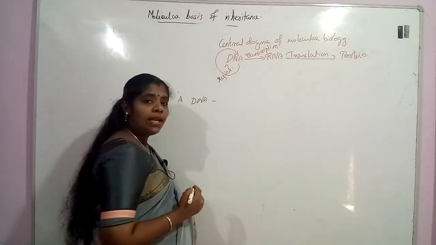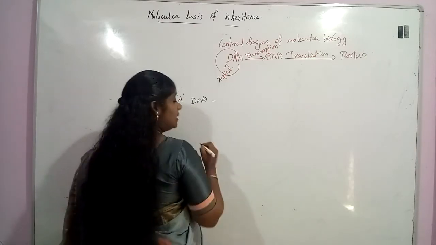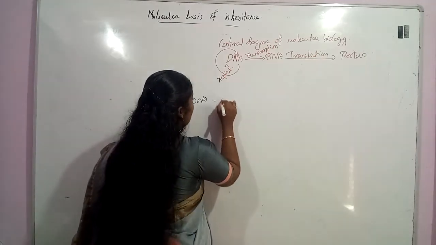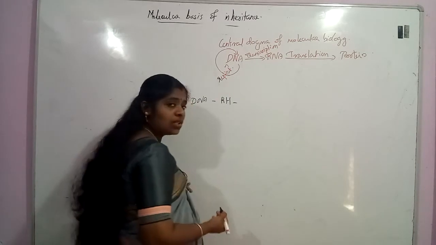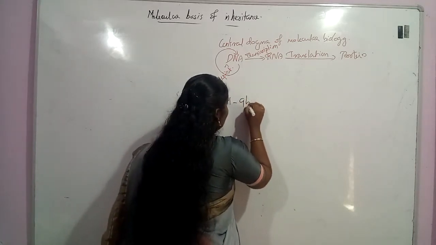So here A DNA is nothing but the DNA which shows a right-handed helical structure with 9 base pairs per turn.